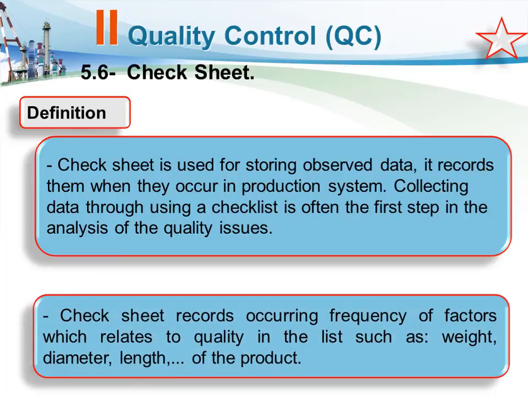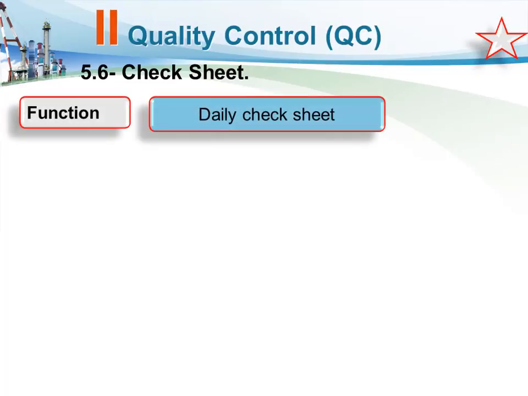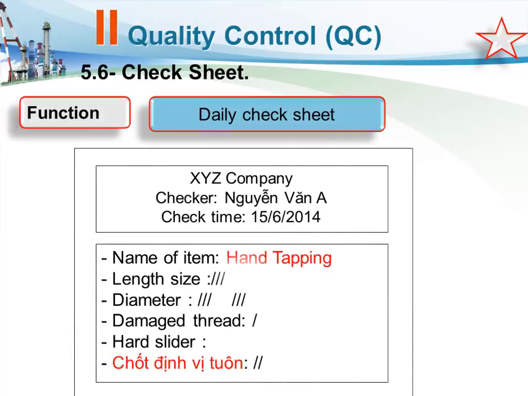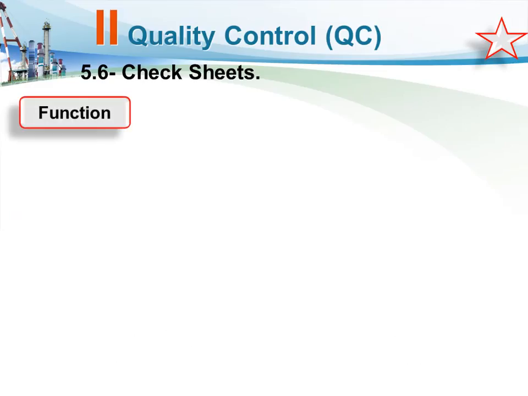The checklist records the occurring frequency of factors related to quality, such as weight, diameter, and length of the product. The checklist is used for collecting and aggregating data. The data on this basis is analyzed to find out the major defect issue which affects the product quality. Example of a daily checklist. Weekly checklist.